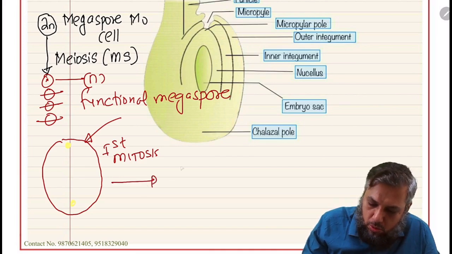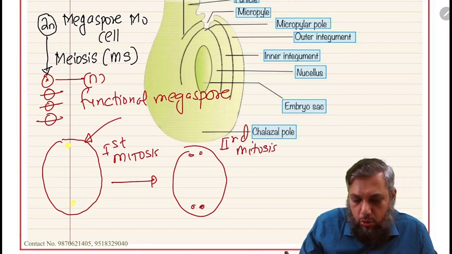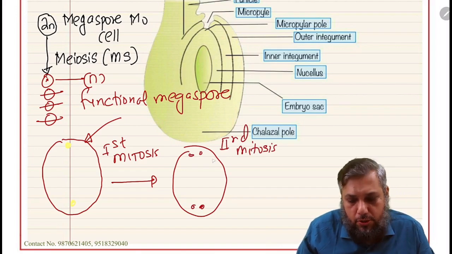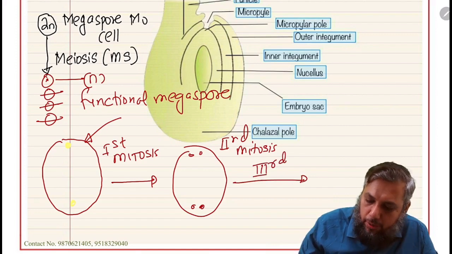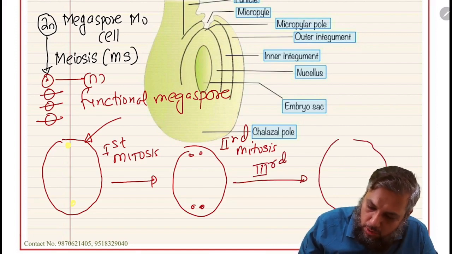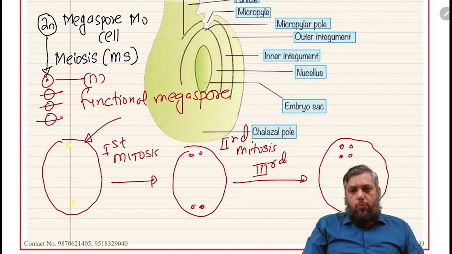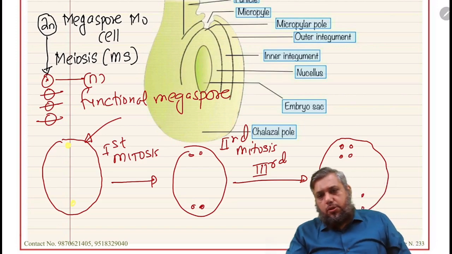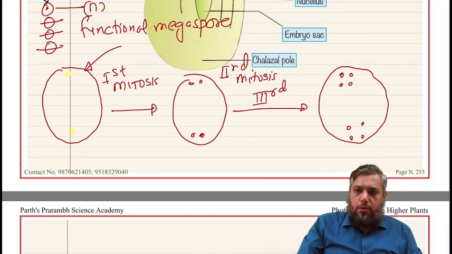Now it undergoes second mitosis to form four nuclei, two towards the micropylar end, two towards the chalazal end, which undergo third mitosis, resulting in the formation of eight nuclei, four towards the micropylar end and four towards the chalazal end.